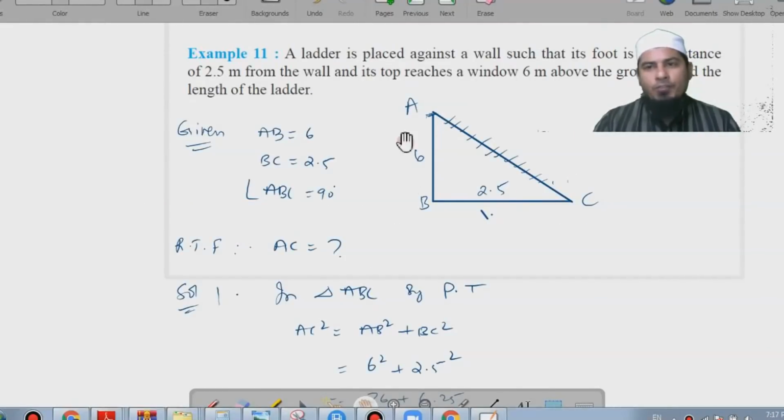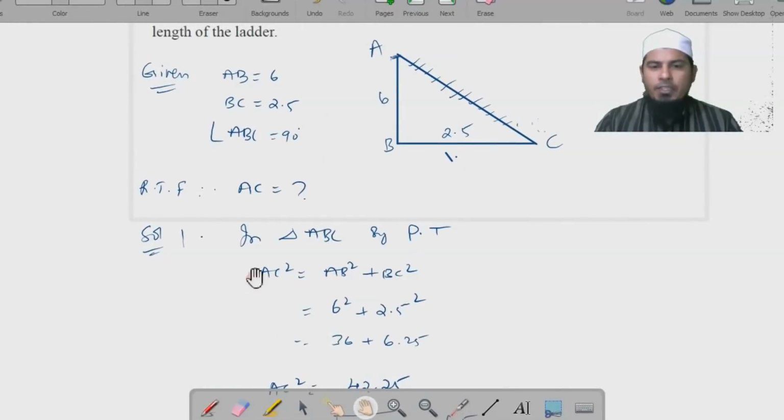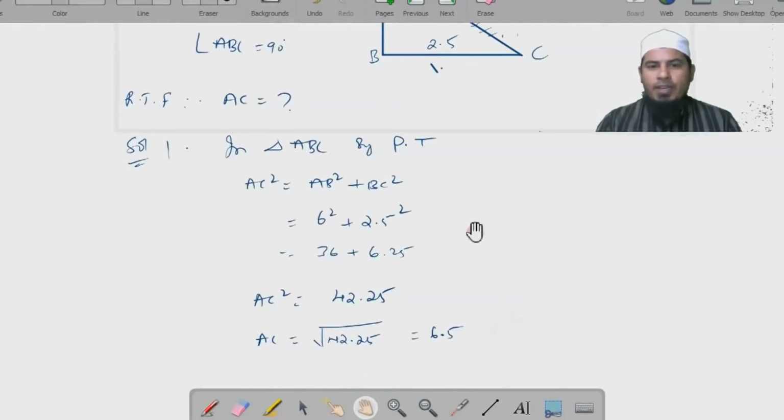We just have to apply Pythagoras theorem to get the AC value. AC square is equal to AB square plus BC square, and AB is 6 and BC is 2.5. Squaring them, AC square is 42.25. AC is equal to under root 42.25, which is 6.5. Hence the ladder length will be 6.5 meters. Let us go to the next question.